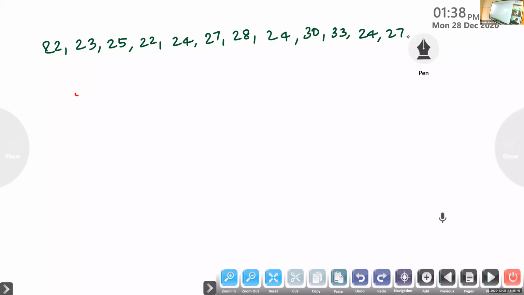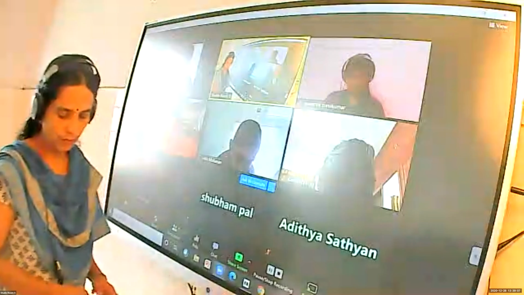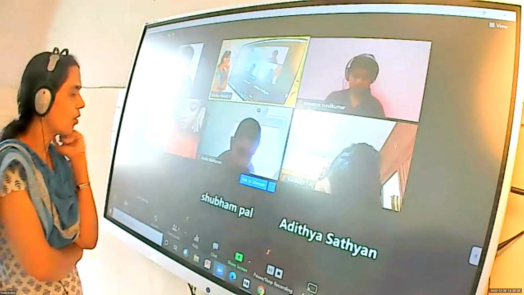The test marks of 12 students are given below: 22, 23, 25, 22, 24, 27, 28, 24, 30, 33, 24 and 27. Find the percentile rank of 25 marks.